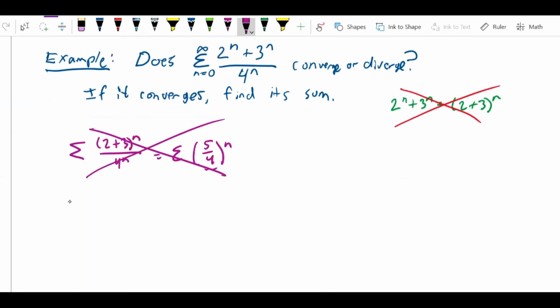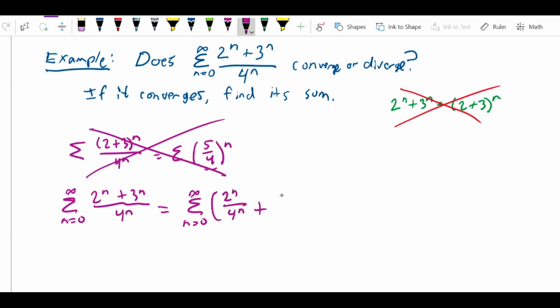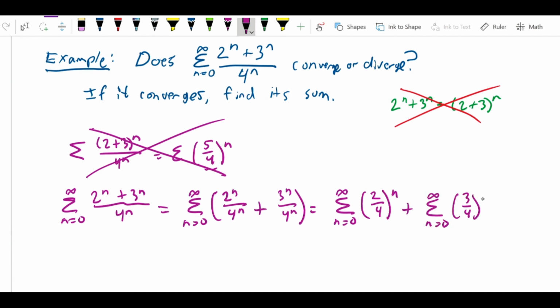The correct way to do it is to say that the sum from n equals 0 to infinity of 2 to the n plus 3 to the n over 4 to the n is equal to the sum from n equals 0 to infinity of 2 to the n over 4 to the n plus 3 to the n over 4 to the n. Since summations are linear, we can break this up and just make this the sum from n equals 0 to infinity of 2 over 4 to the n plus the sum from n equals 0 to infinity of 3 over 4 to the n.